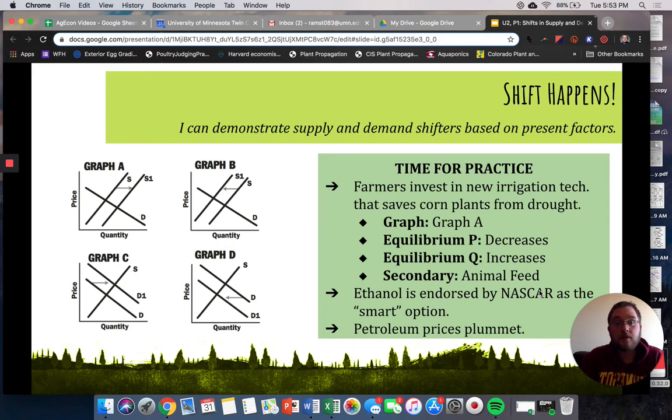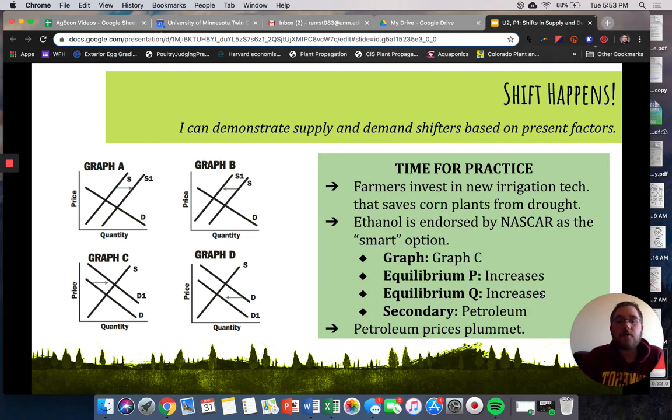Okay. Number two, ethanol is endorsed by NASCAR as the smart option. Okay, graph would be graph C, because NASCAR is getting behind a product and saying this is smart, go buy it. It's likely going to increase the demand. Therefore, our price and our quantity is going to increase. And the secondary market that could be affected is the petroleum market.